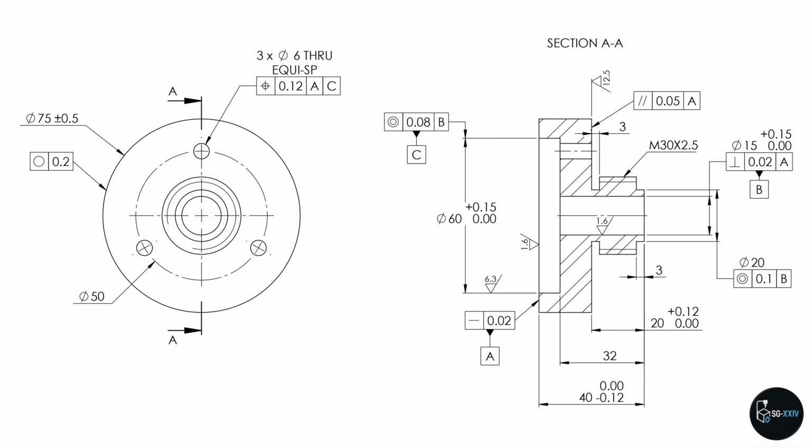The bottom face of the flange, defined as datum A, has a straightness tolerance of 0.02 mm, requiring the surface to lie within two parallel planes 0.02 mm apart, ensuring a flat and accurate mounting surface.